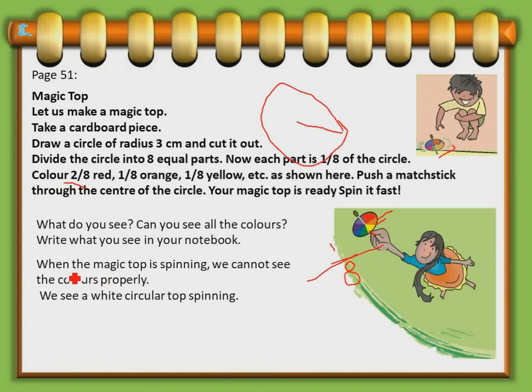Actually what happens is, when the magic top is spinning, we cannot see the colors properly, as it is continuously rotating. We see a white circular top spinning. We just feel like some white top is spinning.